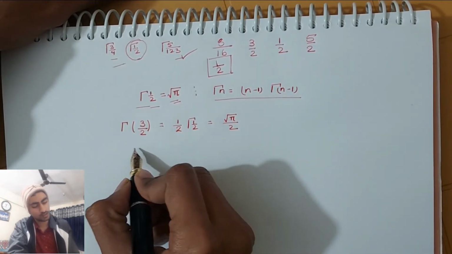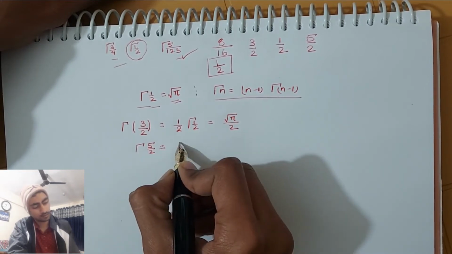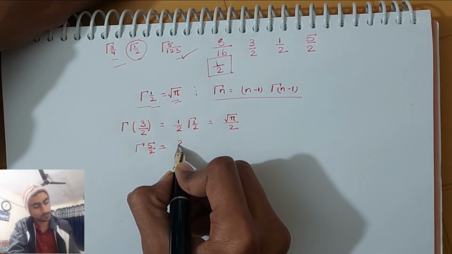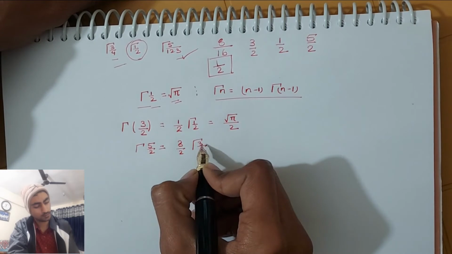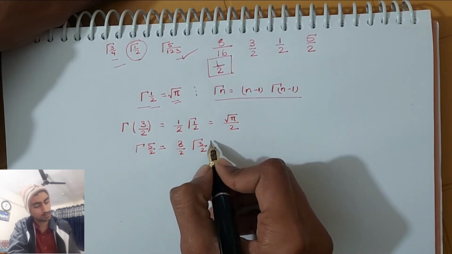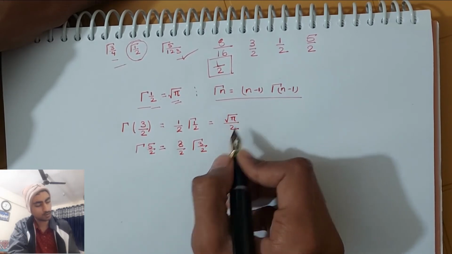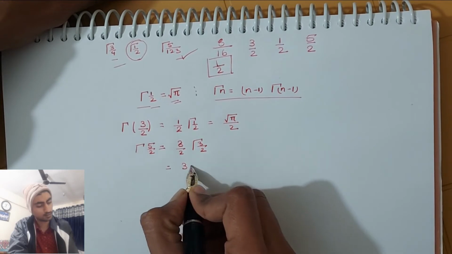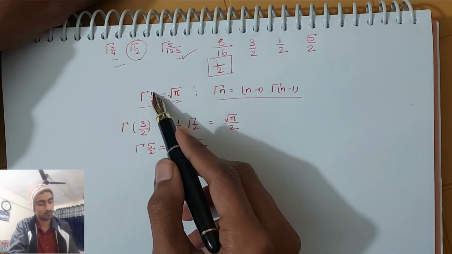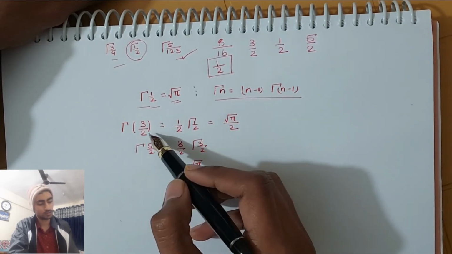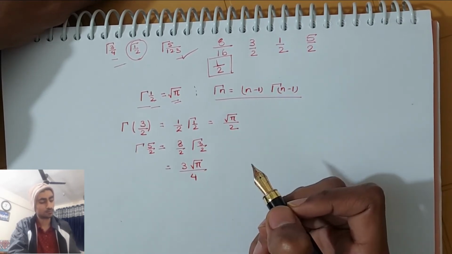Or if we want to calculate gamma of 5 by 2, we can write it as 3 by 2 gamma 3 by 2, and repeat the same process for that one, that is 1 by 2 gamma 1 by 2. But we know that this value is root pi by 2, so we can directly write it as 3 root pi by 4. So we can use just gamma 1 by 2 to get the rest of the denominator 2 values, since we can subtract 1 from that and it will remain base 2.